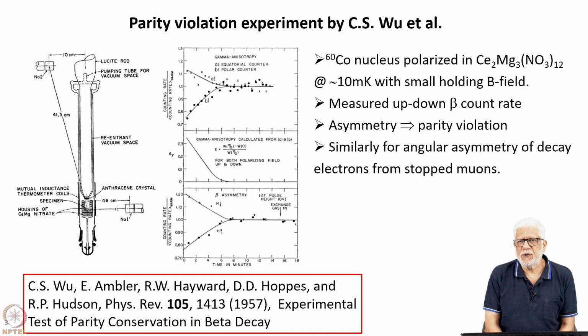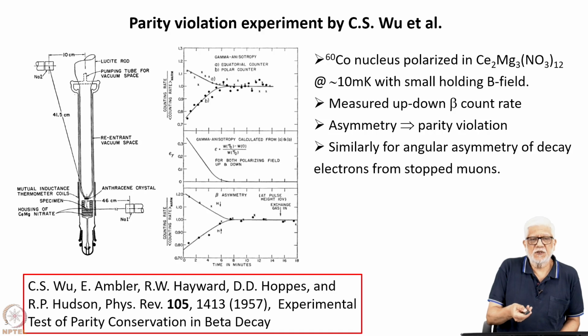Similarly, for the angular asymmetry of decay electrons from the stopped muons, the experiment was carried out by these two other groups at an accelerator. So, this is the paper which shows this data.